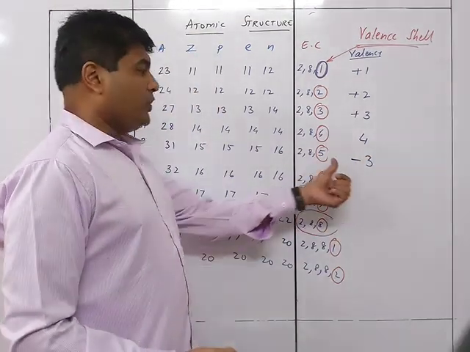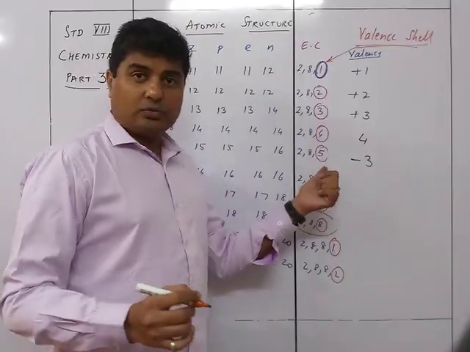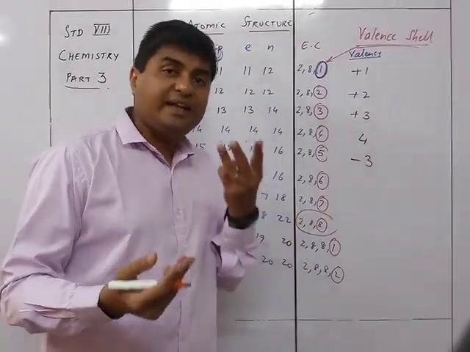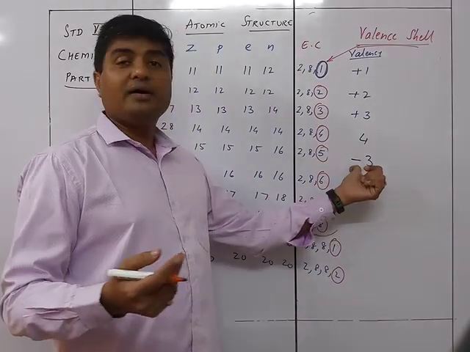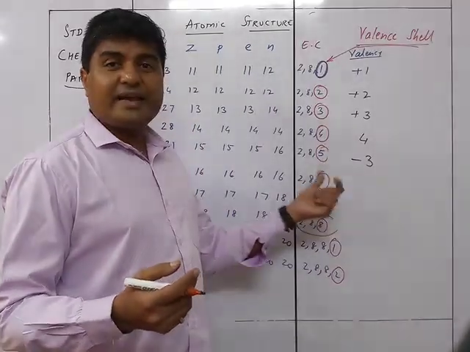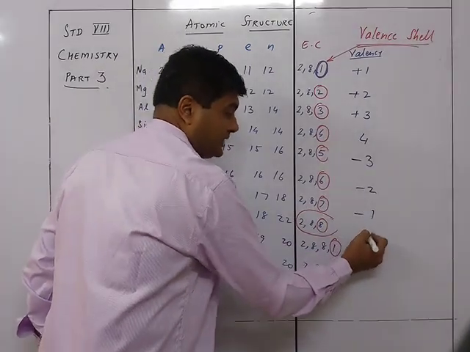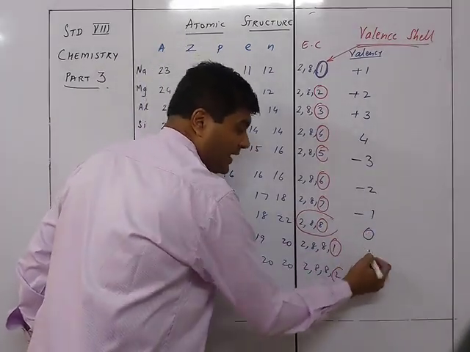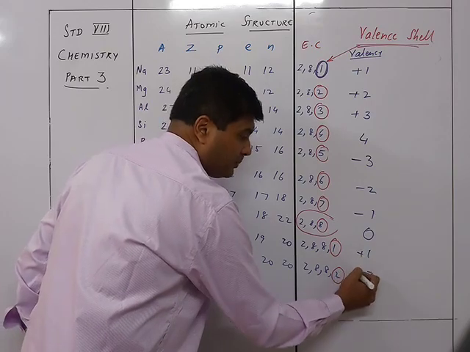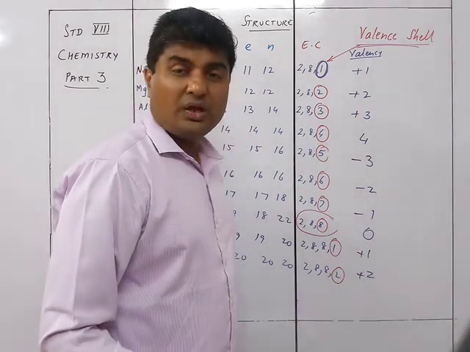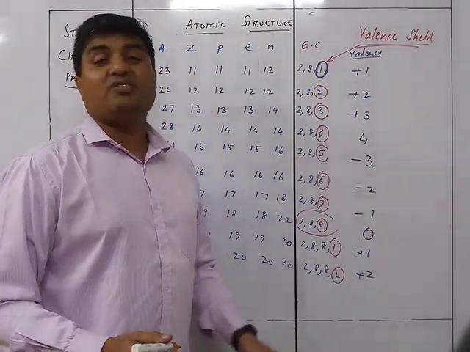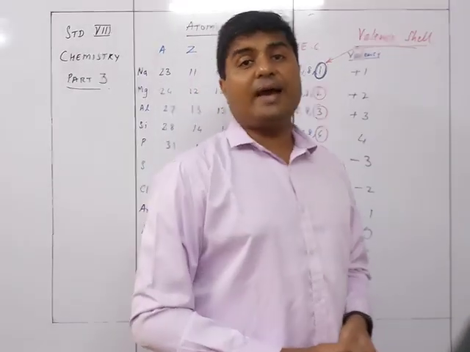You can see the total. You want that the total over here should be 8. तो उसको 8 करने के लिए कितने चाहिए? 3 चाहिए. इसलिए इसके -3. इसको कितना चाहिए? 2 चाहिए. So it is -2. Over here it is minus 1 and this is 0. This is again 1, this is again 2. Plus 1, plus 2. So these are called the valency of the elements.